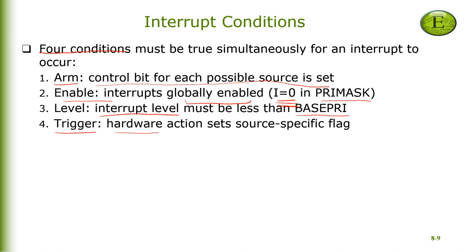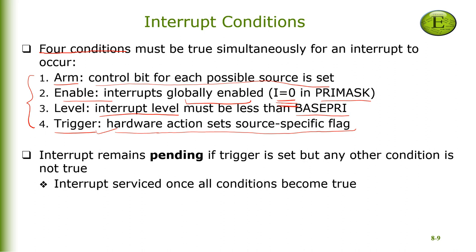That is handled somewhat automatically. There's hardware which sets the corresponding flag. There's a trigger flag that is set by the hardware the moment the device requests an interrupt. So if these four conditions are fulfilled, it means that the microprocessor can now proceed to execute the interrupt service routine.